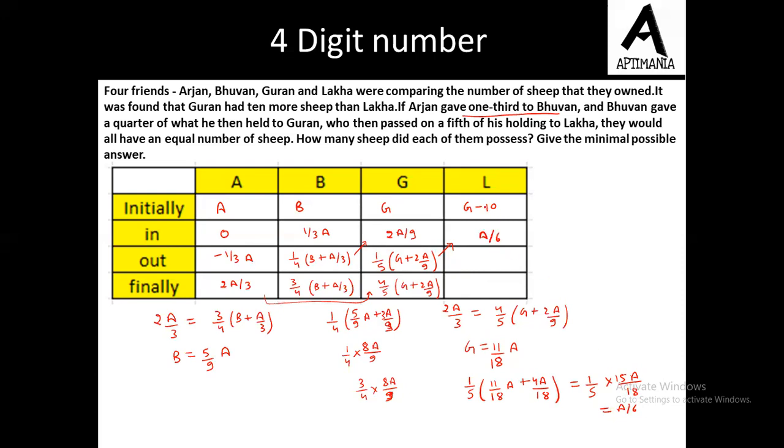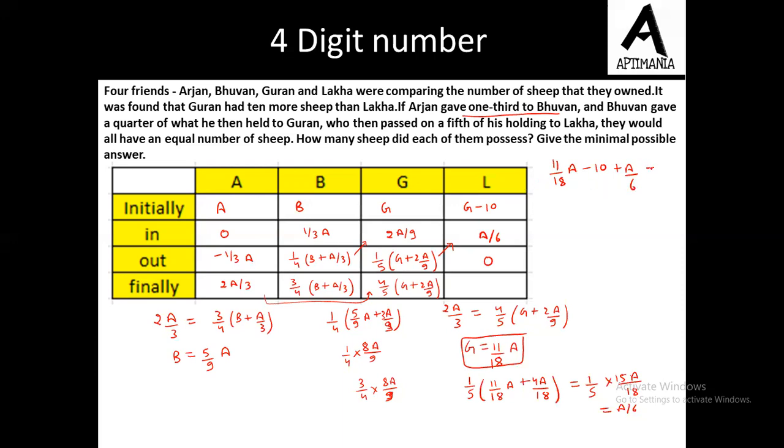Now the number of sheaves with L finally is G minus 10, which was the initial number that he had. So substituting the value of G as 11 by 18 of A, initially he had 11 by 18 of A. Fine. L has not transferred any sheaf to anyone, right? So it must be 0. This was the initial number. Fine. The number of sheaves transferred from G was how much? A by 6. So adding A by 6, this is the final number of sheaves with L now.